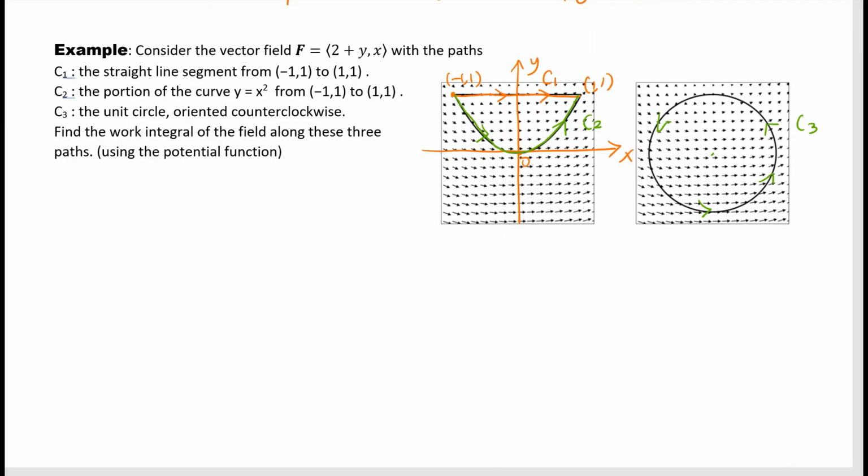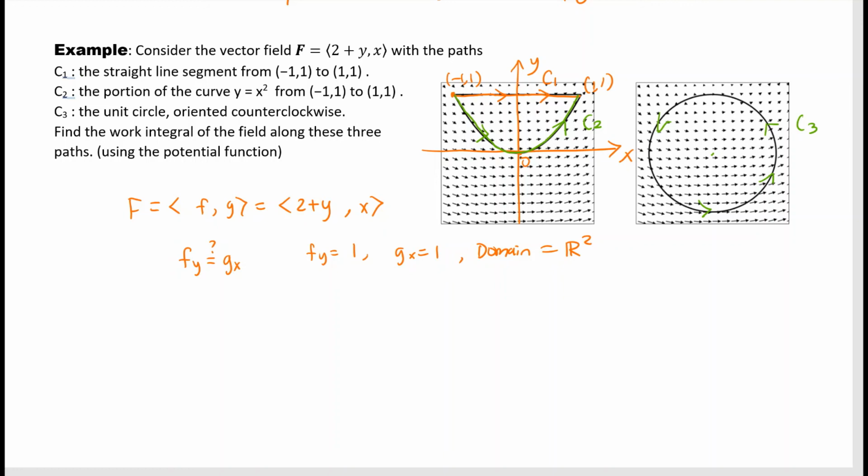Okay, now let's see. Let me change back to my color. So F equals F and G, right? So we have 2 plus y and x. First, we need to find a potential function, right? So we want to check whether Fy equals Gx. What is Fy? Well, that's 1. Gx is also 1. And what is the domain? Because they are all linear functions, domains are real numbers, so all points in R2. Okay, x and y can be all real numbers.